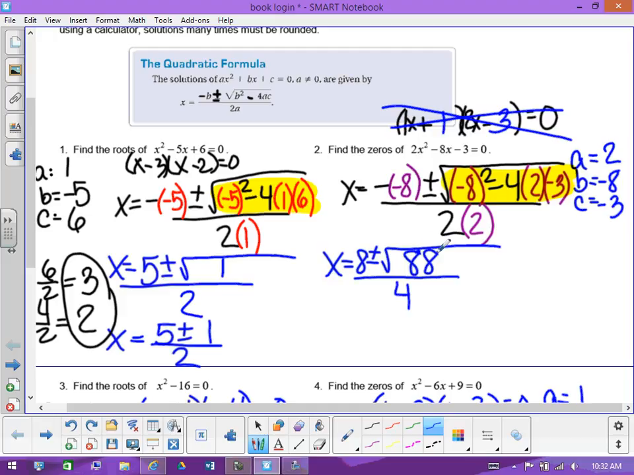Everybody check and make sure that you can get that 88. Because to get it correct, you have to be able to put it in your calculator correctly. So everybody check it. Oh, that's 22. That's 22.